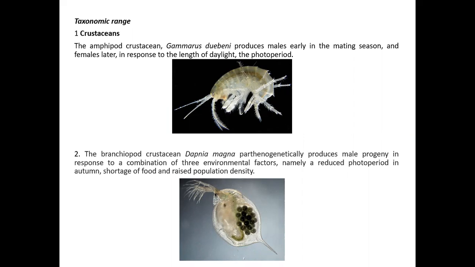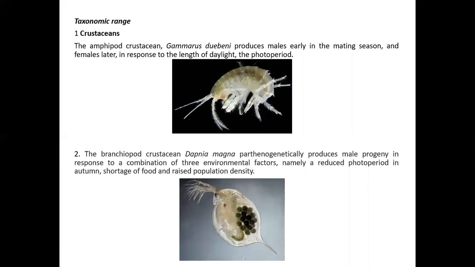How can these be explained? First one, you can say crustaceans. In crustaceans, the amphipod example taken here is Gammarus duebeni. It produces some males early in the mating season and females later, in response to the length of daylight, the photoperiod. Because male fitness improves more than female fitness with increased size, environmental sex determination is adaptive in this system, by permitting males to experience a longer growing season than females.